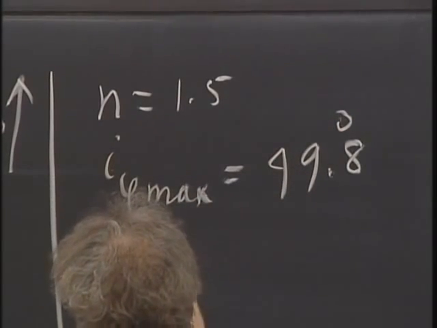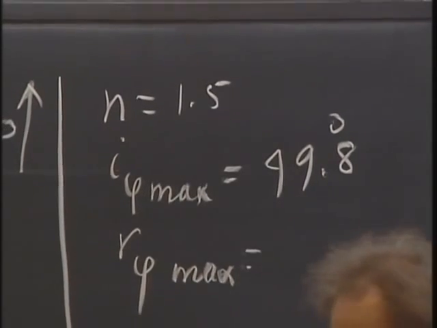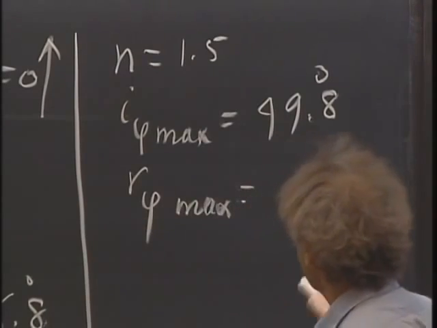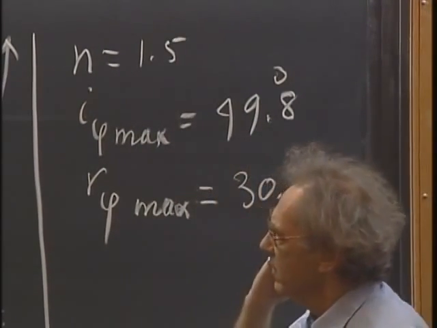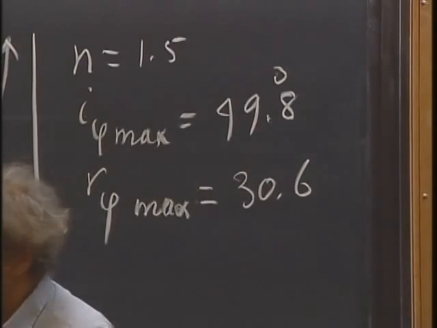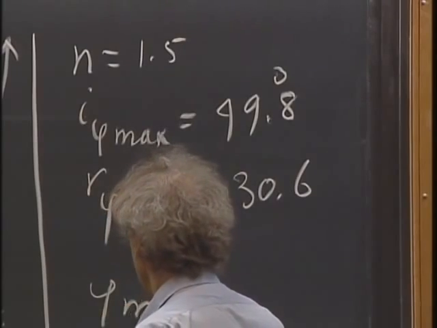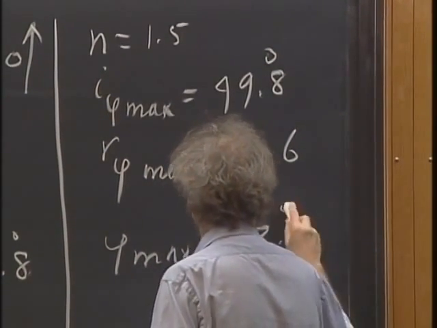That then translates with Snell's law to an angle of refraction r of 30.6 degrees. So that's simply a matter of Snell's law. And then phi is 4r minus 2i. And so we now get phi max is about 22.8 degrees.